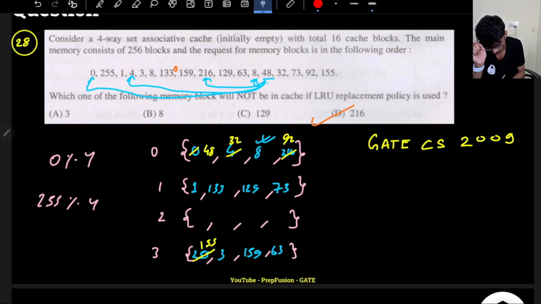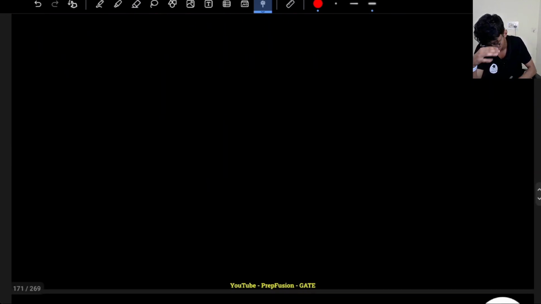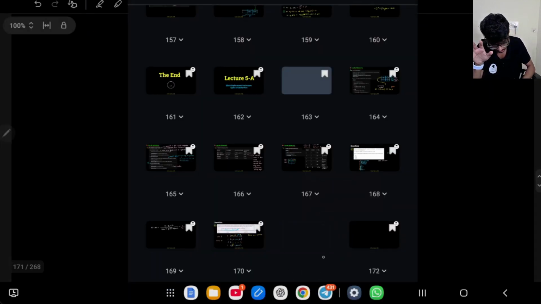Correct? Out of all these, the least recently used will be 4, because 4 is the block number which has not been called for a while. 0 has been called, 216 has been called, 8 has been called. So 4 will be the least recently used. But if I would have used FIFO, I would have replaced 0, because 0 was brought into the cache memory first. I hope you got the difference between LRU and FIFO. LRU everyone will ask, no one will ask you the FIFO one. So that was the solution of this particular question. Now let's solve the next question.